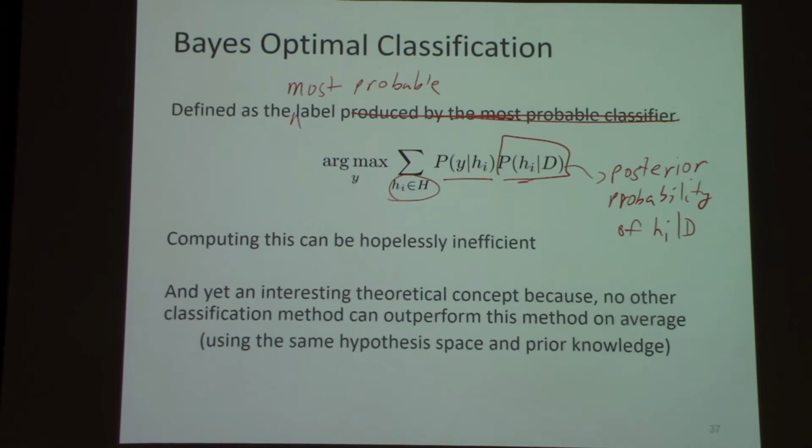So we go back to MAP classification. This is just a theoretical construct that is useful to know. This is called the Bayes optimal classifier. Questions?